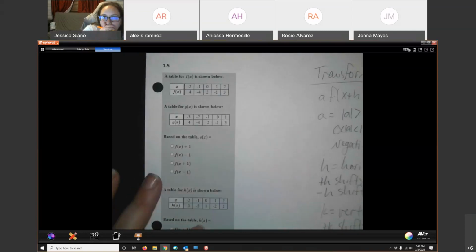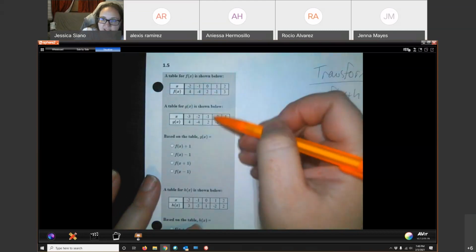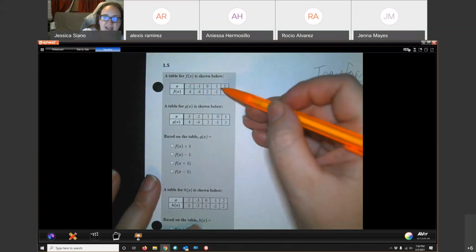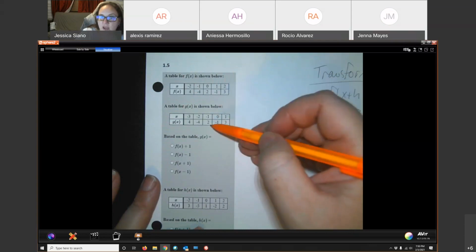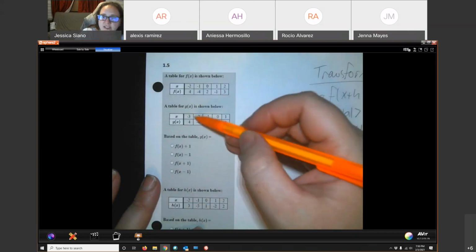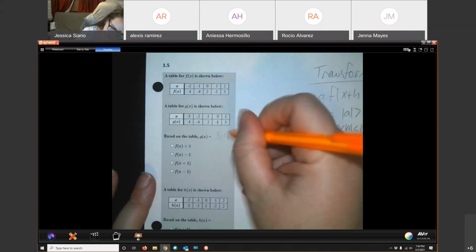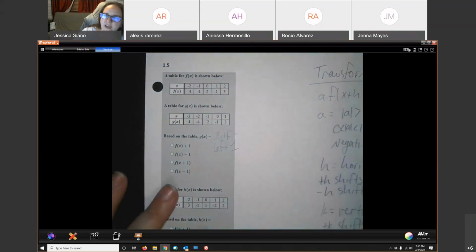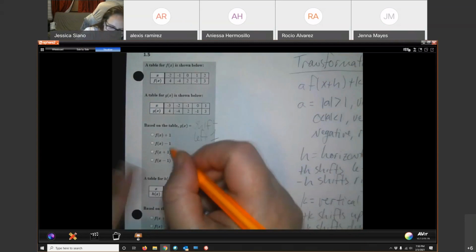But for now, if this is my original function, f, and this is what happened to f after a transformation, what I want to know is what changed. Did my x's change or did my y's change? Well, here clearly my x's changed. My y's are the same, but my x's all moved to the left one. See it? They all moved to the left one. And so a shift left one would be inside the parentheses and a plus 1.